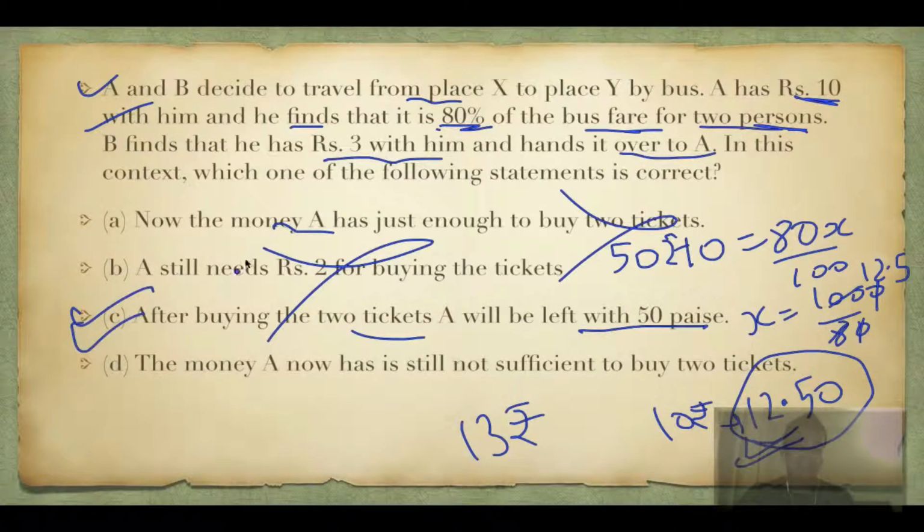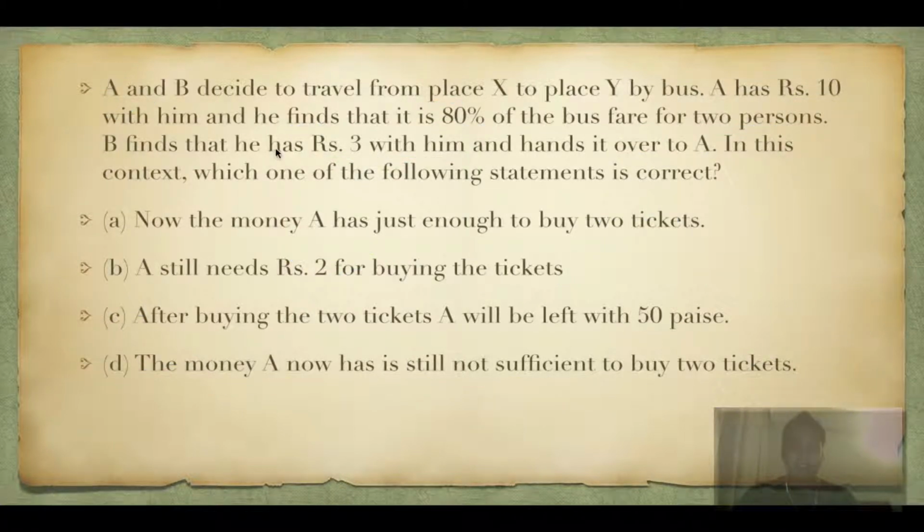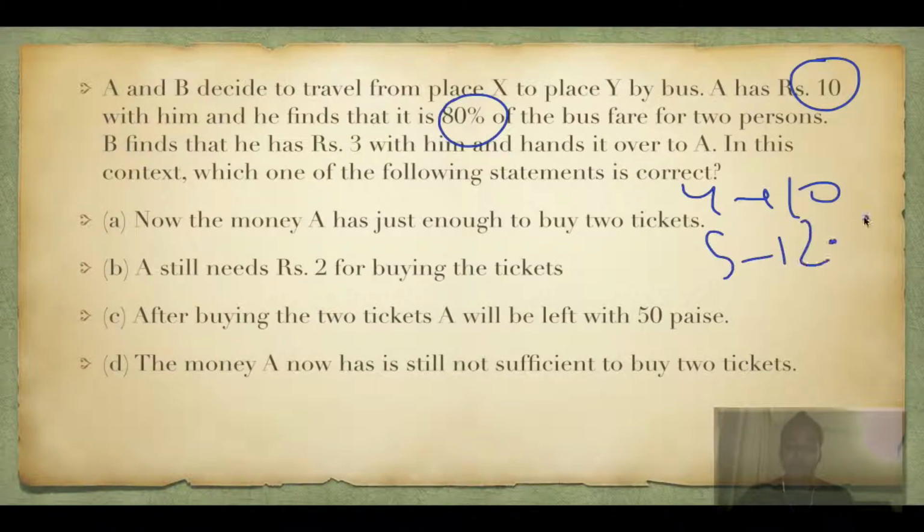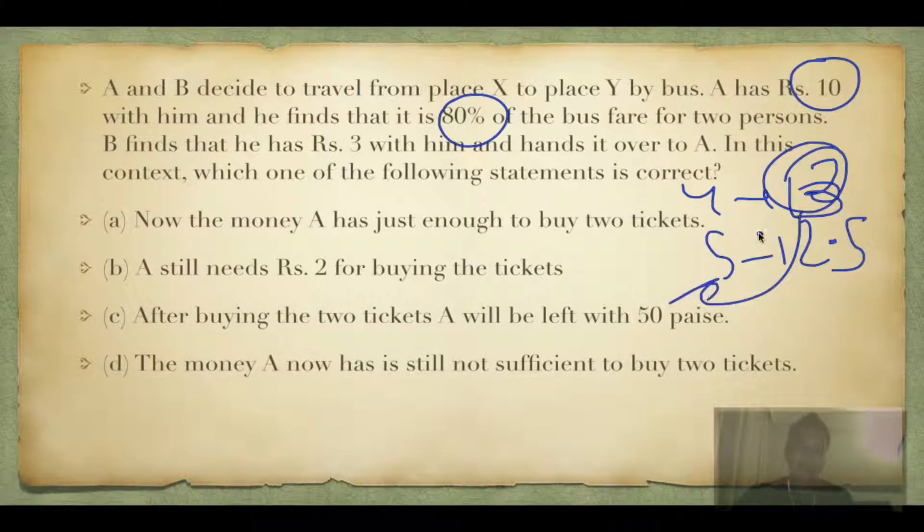Absolutely correct. It should take just 50 seconds, maximum. The money A now has is still not sufficient to buy two tickets. Absolutely wrong. So C is the answer. Please don't take load. I could have done it in literally 10 seconds. See, 10 rupees is there, 80% is there. So if 4 is 10, then 5 is 12.5. It gets 2 rupees more, so it becomes 13 and 50 paisa is left. So that is the answer.